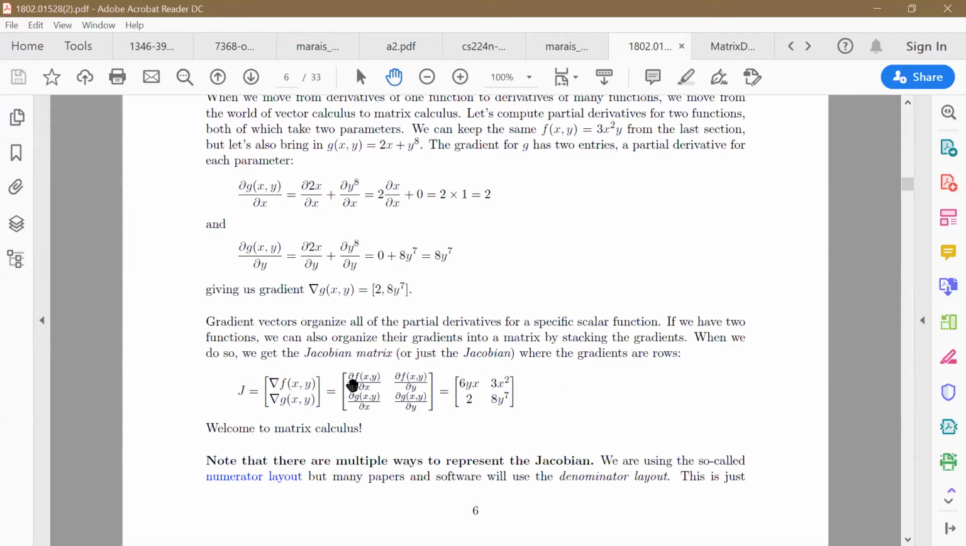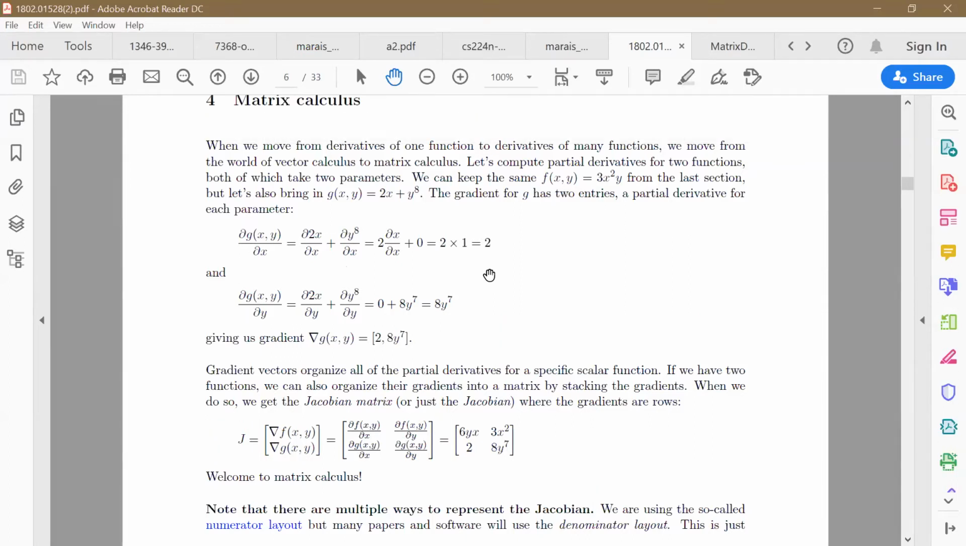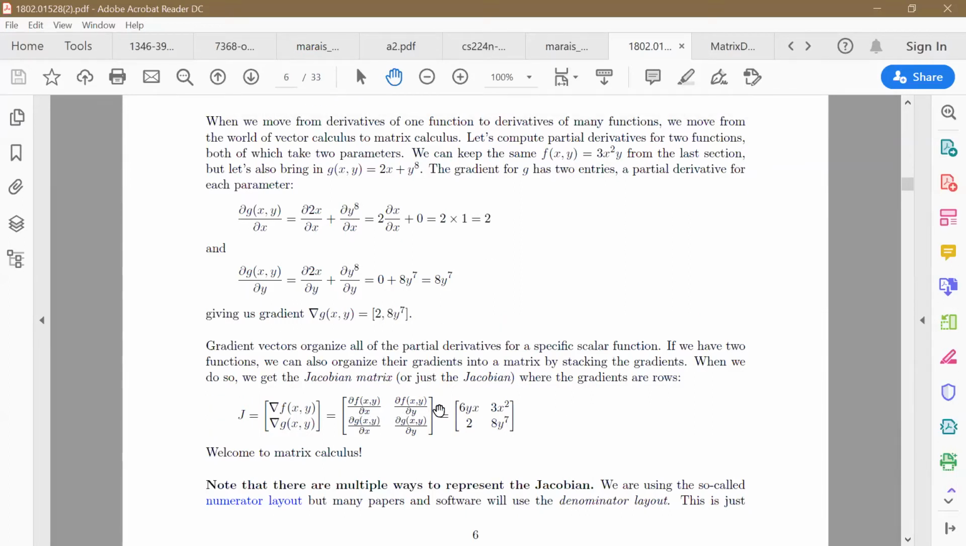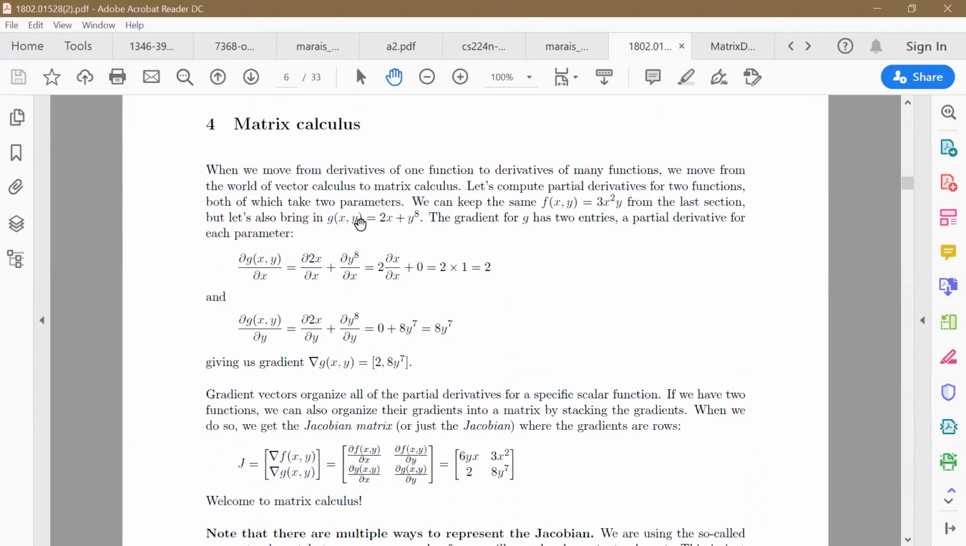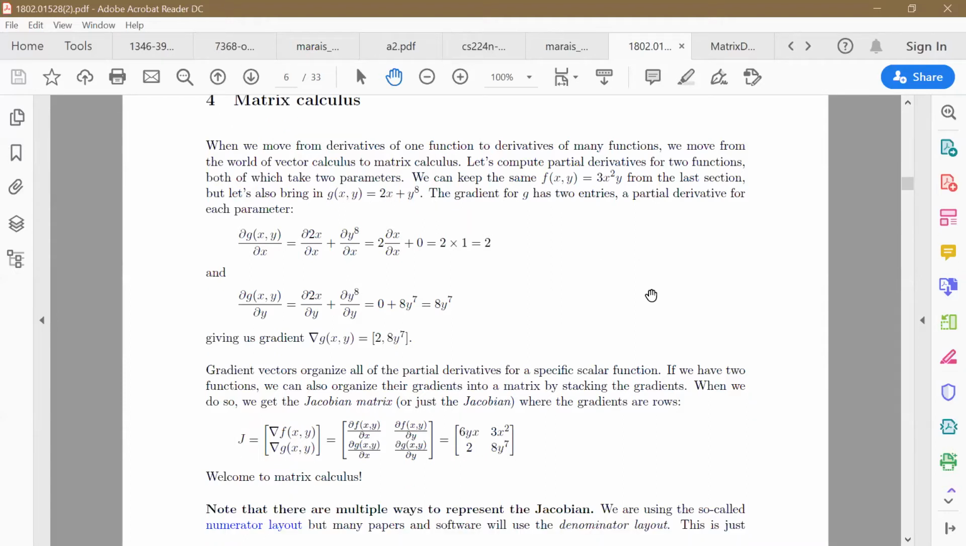But the rows are these same 1-dimensional objects that we just studied in section 3. They're just gradients of functions. So each row now becomes a gradient of a function. Okay, and they give you an example where they specify, for this example, f of x and y is 3x squared y, like in the last example. And then we're going to introduce another function, g of x and y, which is 2x plus y to the 8th. So that's a simple vector function in 2 dimensions.